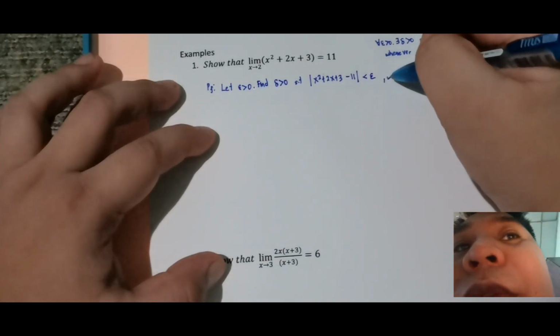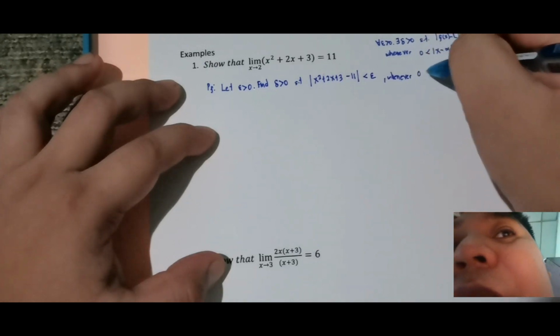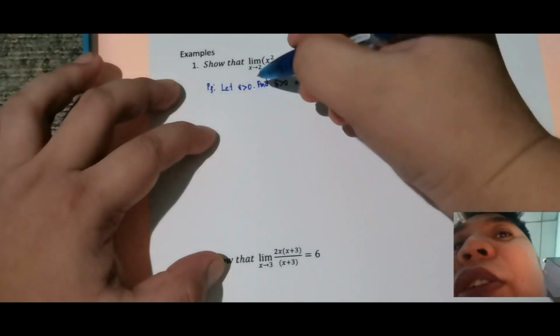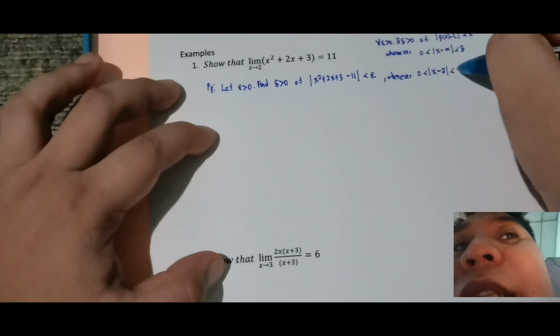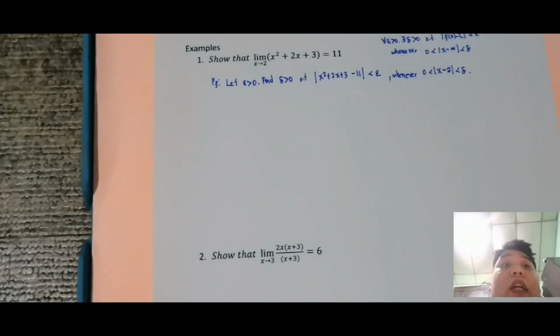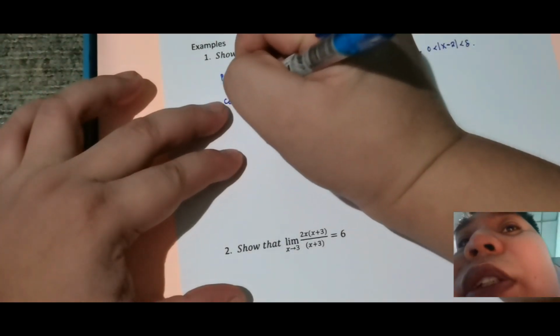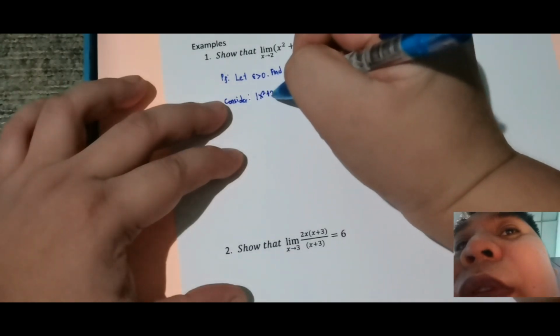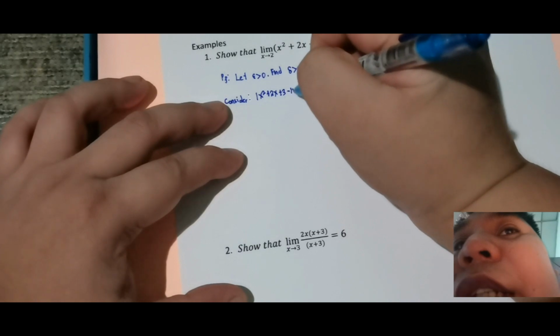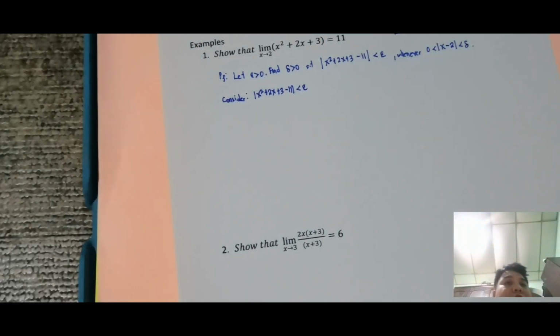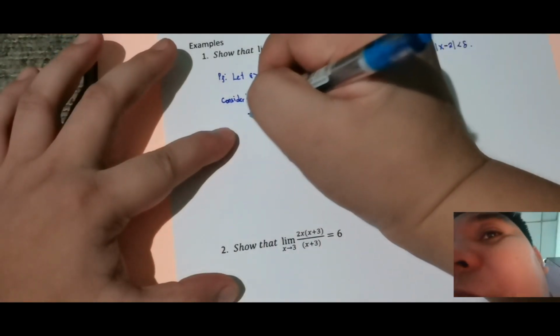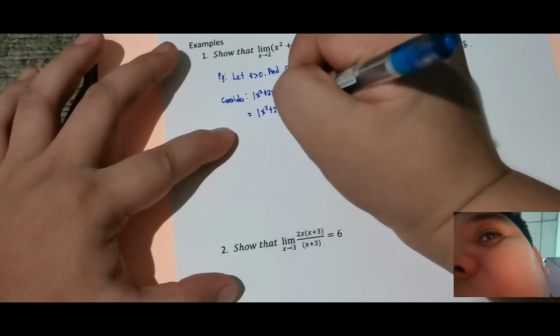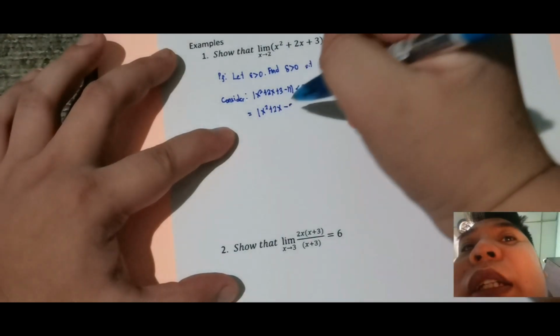Okay, whenever 0 is less than absolute value of x minus alpha. What is alpha? Yung limit natin. So that is x minus 2 less than delta. Okay, so again, dyan lagi nyo i-assume. Papalitan mo lang yung f of x, papalitan mo yung L, papalitan mo lang yung alpha. Okay, so let epsilon greater than 0, maghahanap ka ng delta greater than 0. Next, consider x squared plus 2x plus 3 minus 11 less than epsilon. Okay, so i-consider natin. So pag sinimplify natin, that is equal sa x squared plus 2x plus 3 minus 11, is 8.